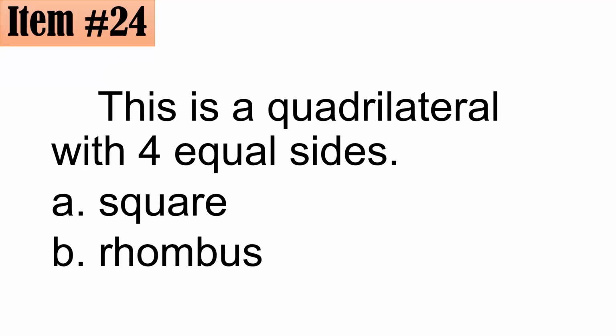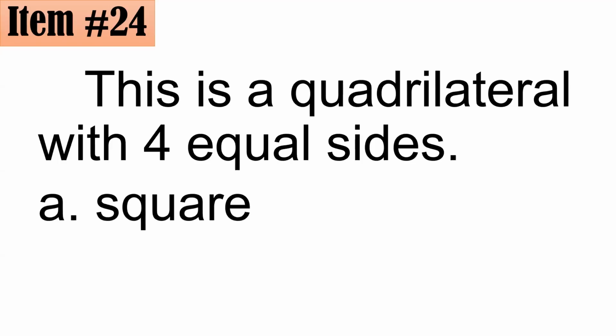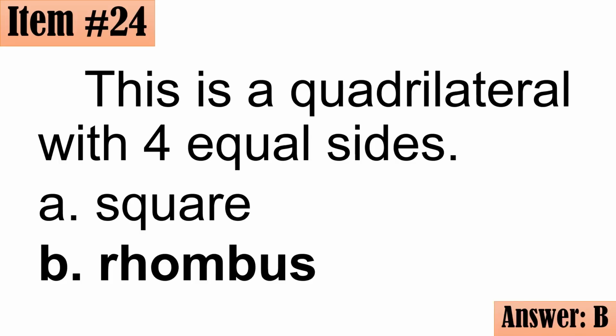24. This is a quadrilateral with 4 equal sides. Is it A, square, or is it B, rhombus? Okay, let's see. Some of you answered B, but many of you answered A. Marami pong sumagot ng A, pero may mangilang-ilang sumagot ng B. If you answered A, I'm sorry, you have to try again. Please reconsider. It's actually a rhombus.